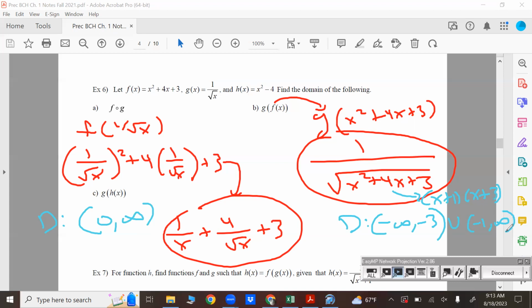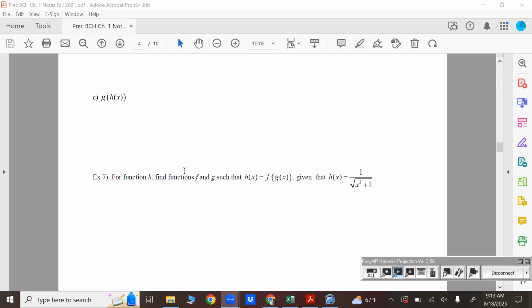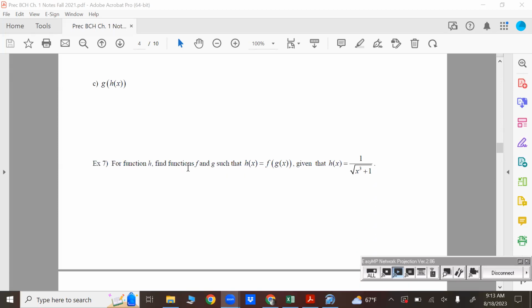Okay. Why don't you guys try C? Try C and tell me what you guys got. I'll give you guys a moment to do that. I also have filled out versions of these notes, so I'll try to scan them when I get a chance. But of course I'll have the video. So yeah, take a moment to do part C. Then we'll do F. Sorry, number 7. I want to talk about F.